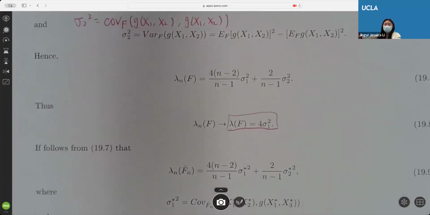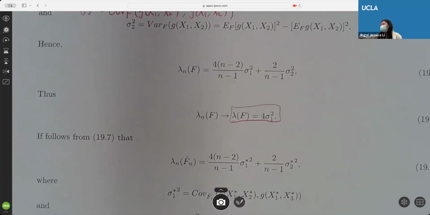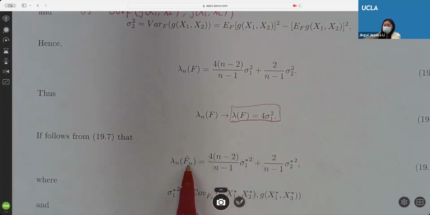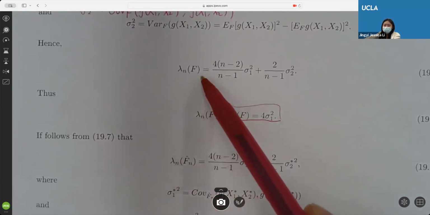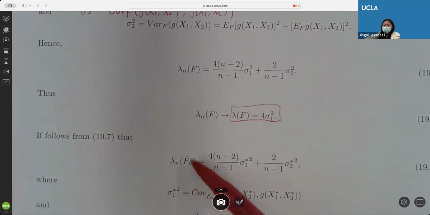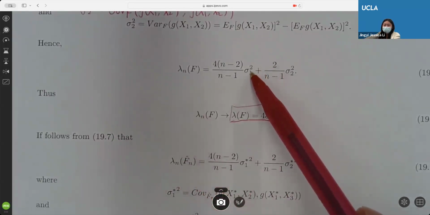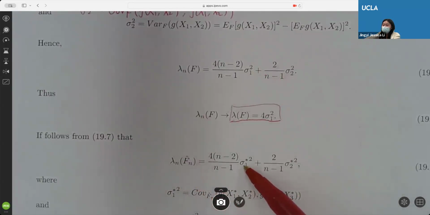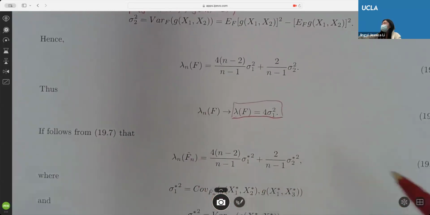Then, how about the plug-in estimator consistency? The plug-in estimator will plug in the performance measure by changing F to F hat. So correspondingly, sigma 1 squared becomes sigma 1 star squared, and sigma 2 squared becomes sigma 2 star squared. By adding star, we mean that we're calculating sigma 1 squared and sigma 2 squared based on a hypothetical sample, and based on the empirical distribution, not the true distribution.